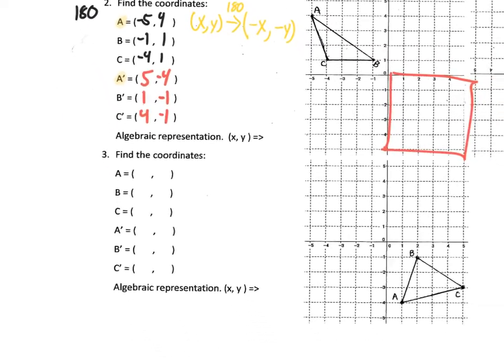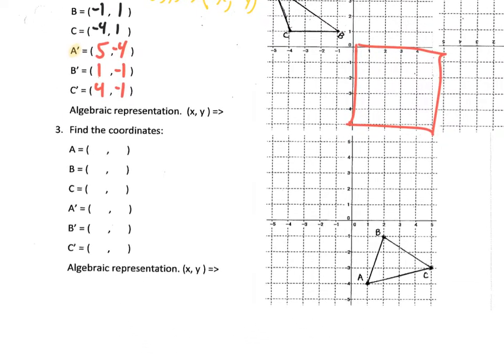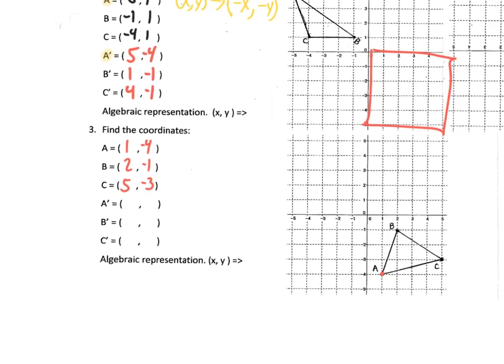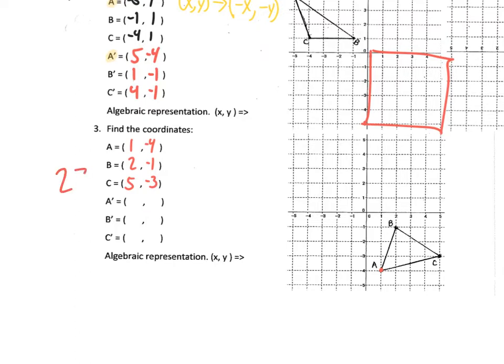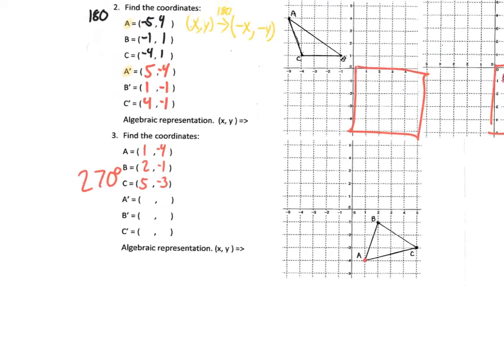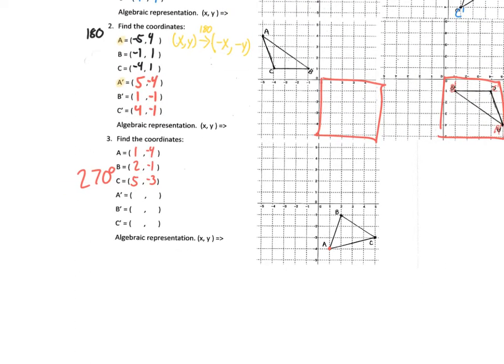Taking a look at number 3. Okay, so I've got my coordinates right there. I'm going to get my new points. We're going to start with A. A is 1, negative 4. B is 2, negative 1. C is 5, negative 3. So this time around, we're going to do a 270-degree rotation. We're going to continue doing it clockwise. So I'm going to take my picture that I got here.